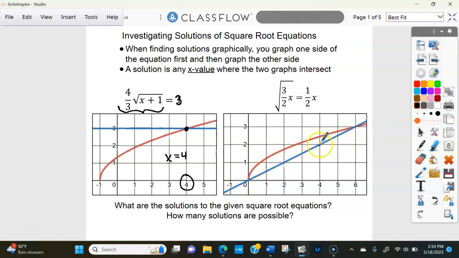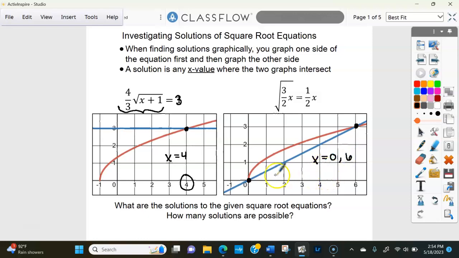When I look at my points of intersection, we actually have 2. If there are 2 points of intersection, then that means that there are 2 solutions. Here, our solutions would be x equals 0 and x equals 6.